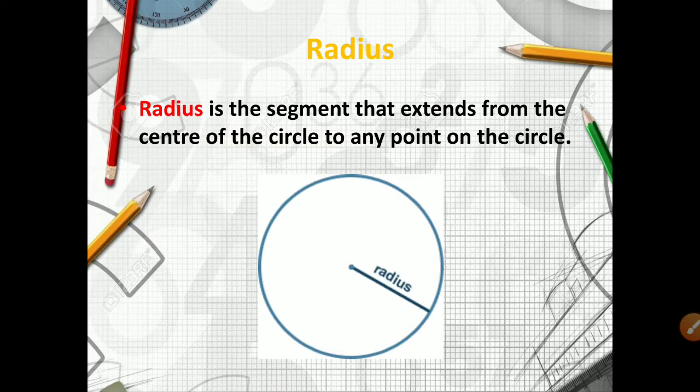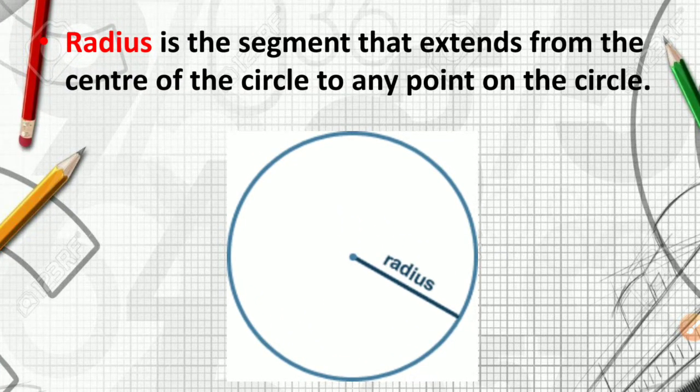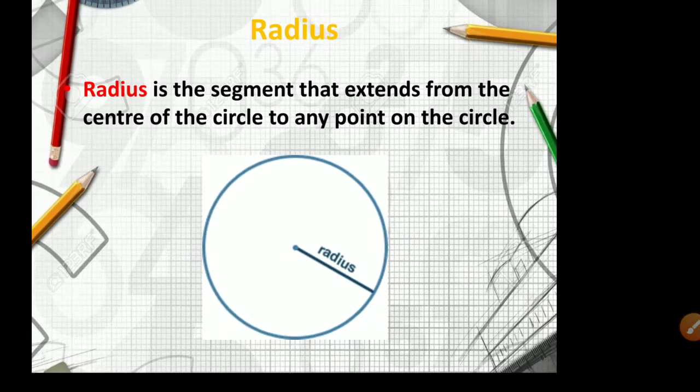Radius. Radius is the segment that extends from the center of the circle to any point on the circle. This is called the radius.